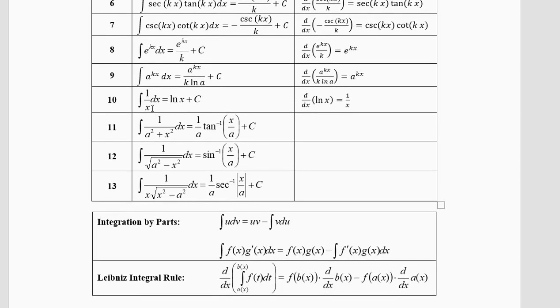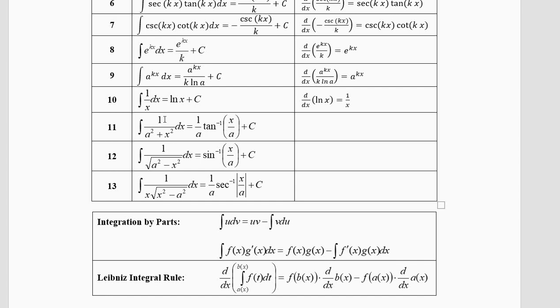Now integration of 1 over x is ln x plus c. When you differentiate the natural logarithm, ln is logarithm natural, you get back 1 over x. Now here you have 3 inverse trigonometric functions. We do not need all 6 of them.